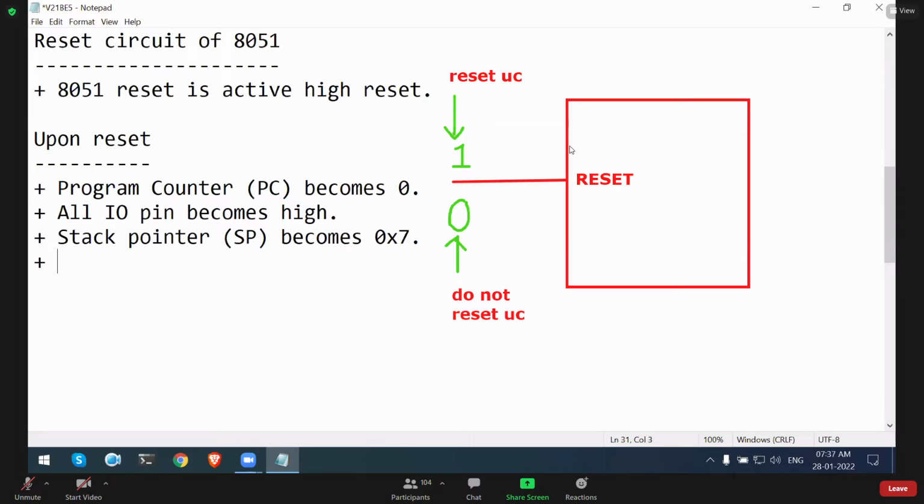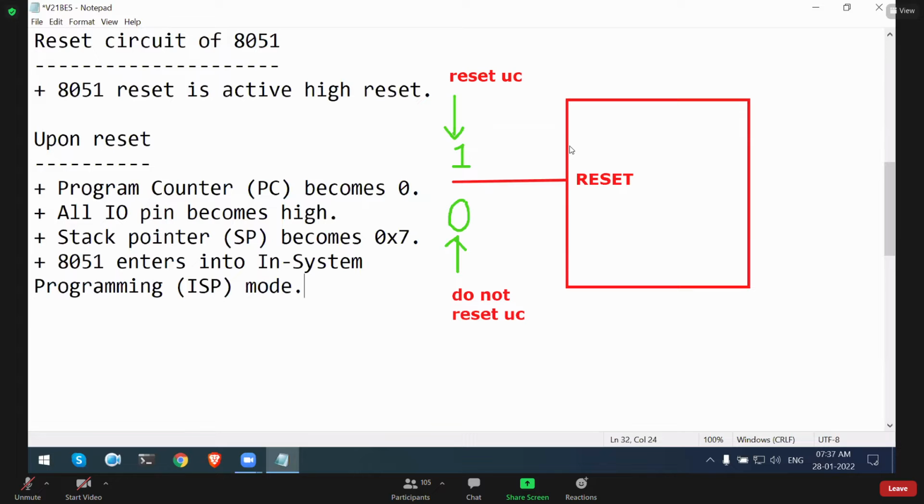After that, the 8051 enters into ISP mode. ISP stands for in-system programming mode. The 8051 enters into ISP mode, and it remains in ISP mode for a few milliseconds. So first you write down these points. We will discuss them one by one. First you note down these points.